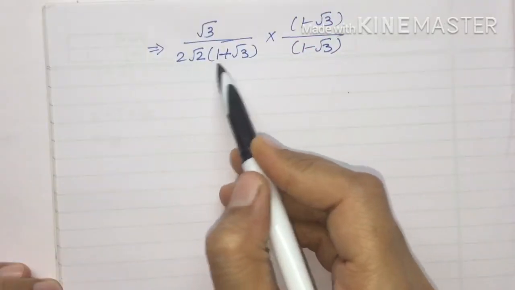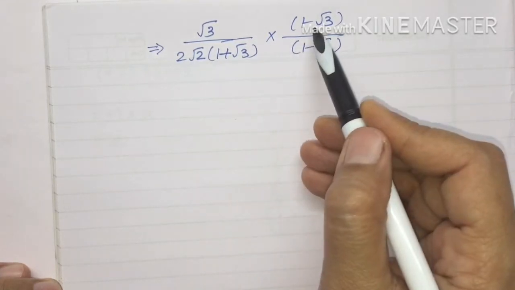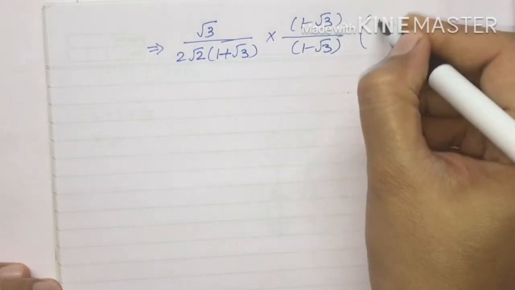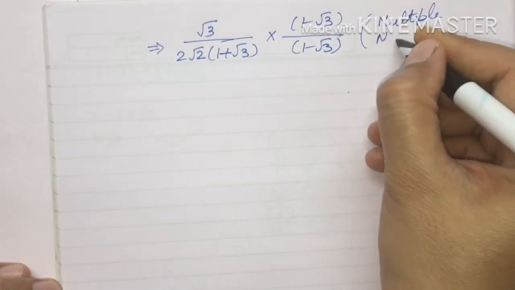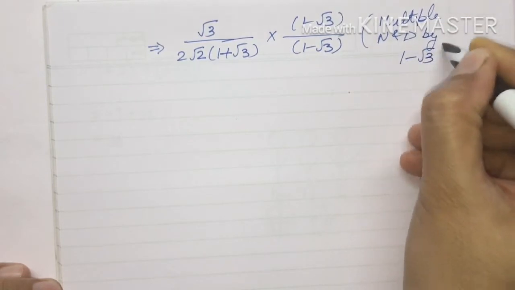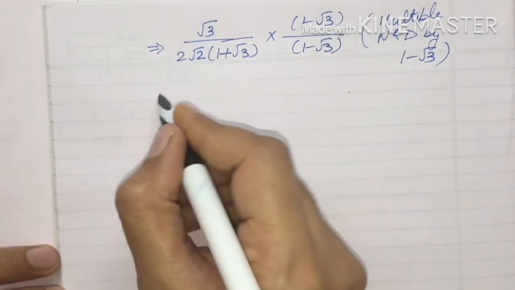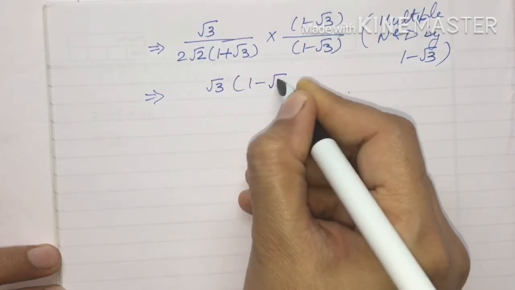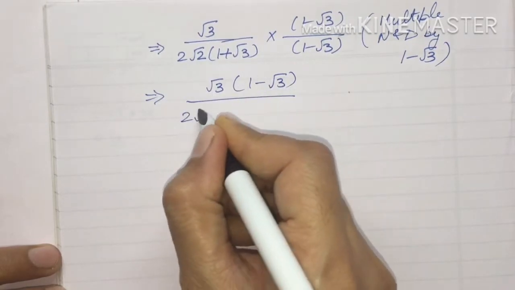Rationalizing means this number we are rationalizing, so for 1 plus root 3 it will be 1 minus root 3 up and 1 minus root 3 down, or you can say multiply numerator and denominator by 1 minus root 3. You can write this in simple language also. After this we will multiply, so root 3 will multiply with the bracket 1 minus root 3, and in the denominator 2 root 2.